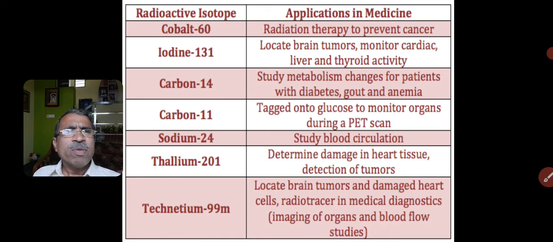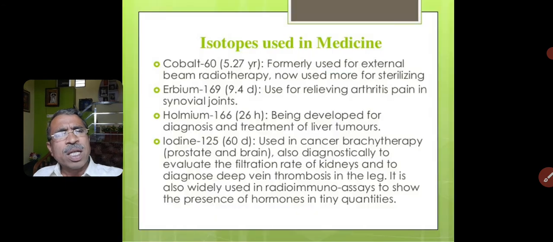Here in this slide I have also given the applications of various radioisotopes, like cobalt-60, which is used in radiation therapy to prevent cancer. Iodine-131 is used to locate a brain tumor and monitor cardiac, liver and thyroid activity. Carbon-14 isotope is used to study metabolism changes for patients with diabetic gut and anemia. Sodium-24 is used to study blood circulation. Thallium-201 radioisotope is used to determine damage in heart tissues and detect tumors. So like this, the other things are also given.